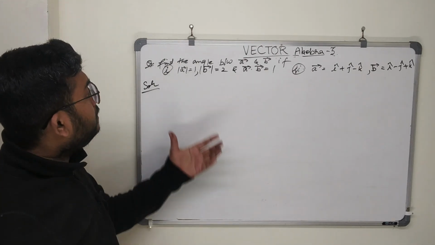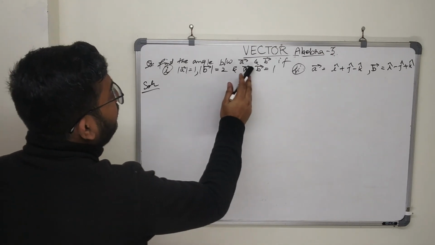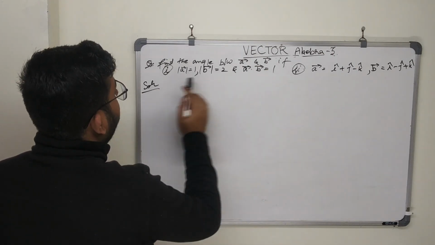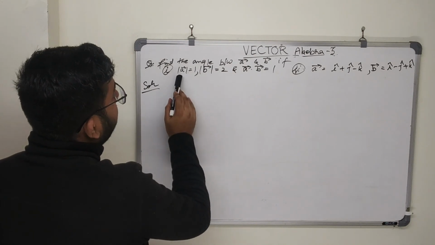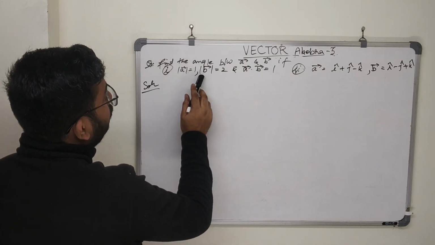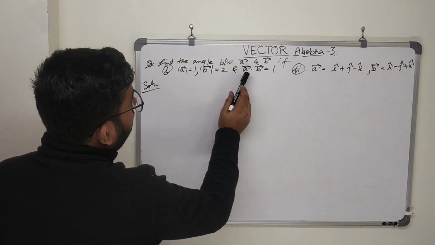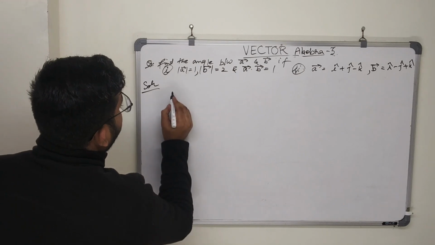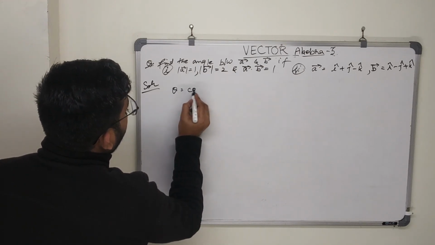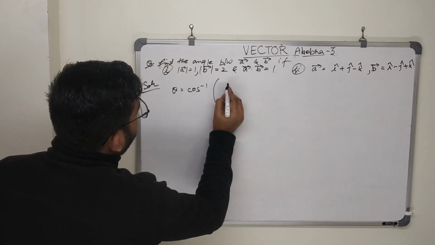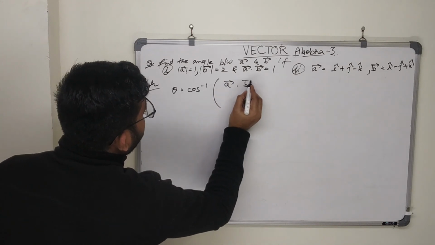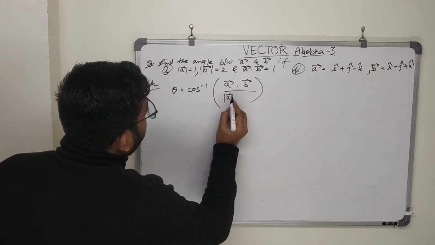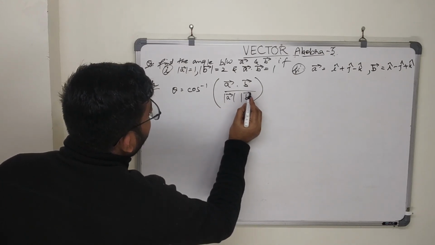Now the next question is to find the angle between a vector and b vector. The question has two parts. In the first part, magnitude of a vector is equal to 1, magnitude of b vector is equal to 2, and a vector dot b vector is equal to 1. We studied a little while ago that theta is equal to cos inverse of a vector dot b vector upon magnitude of a vector into magnitude of b vector.